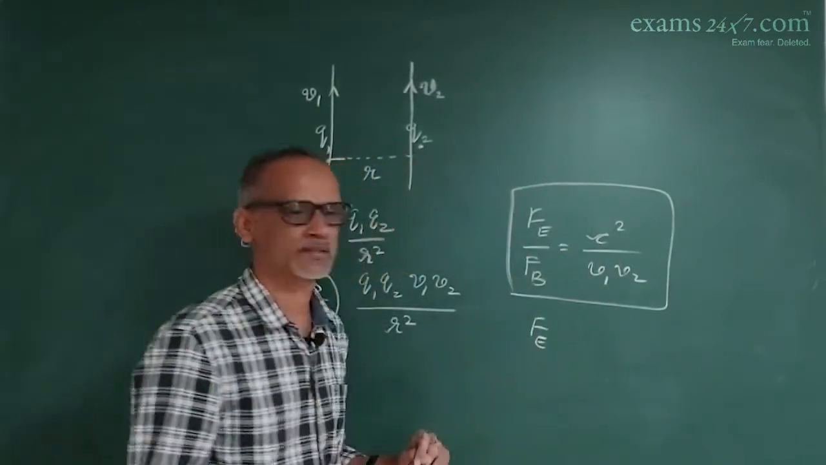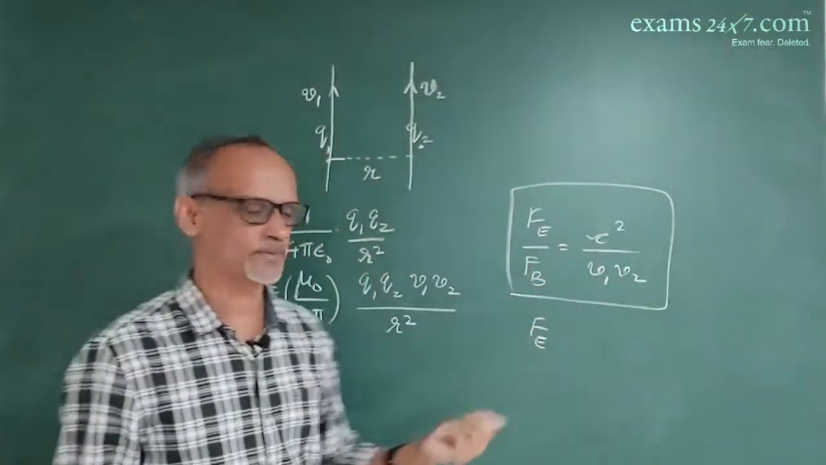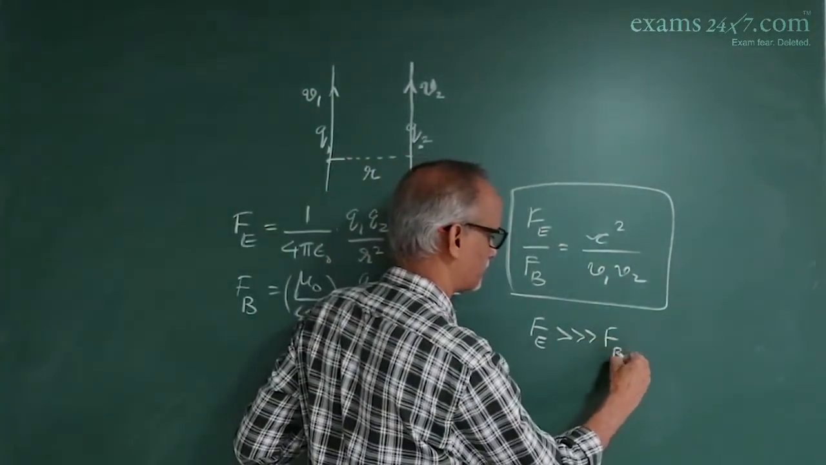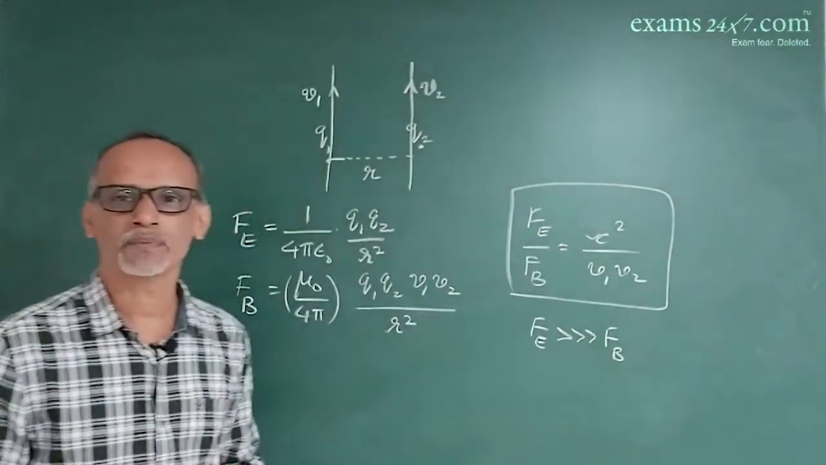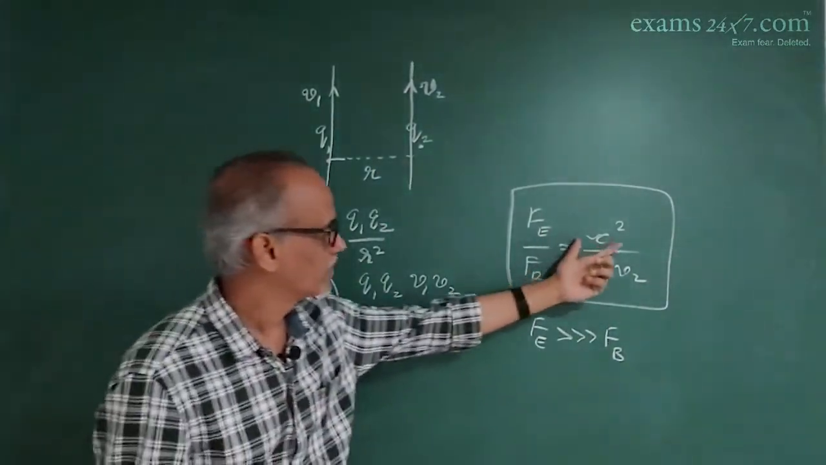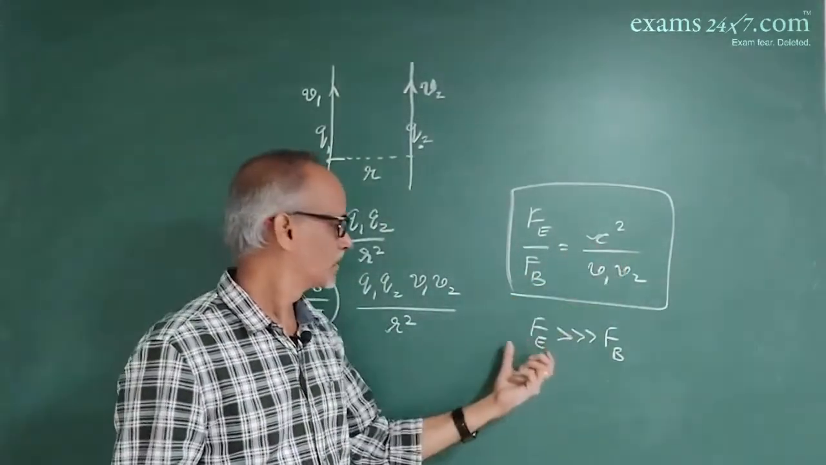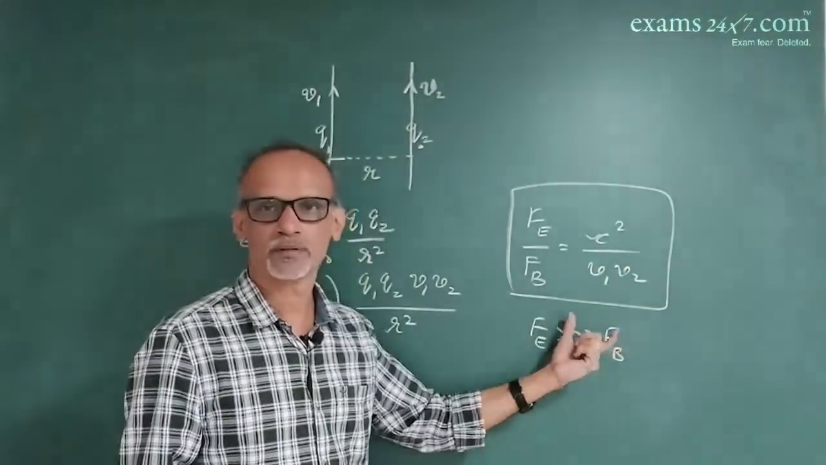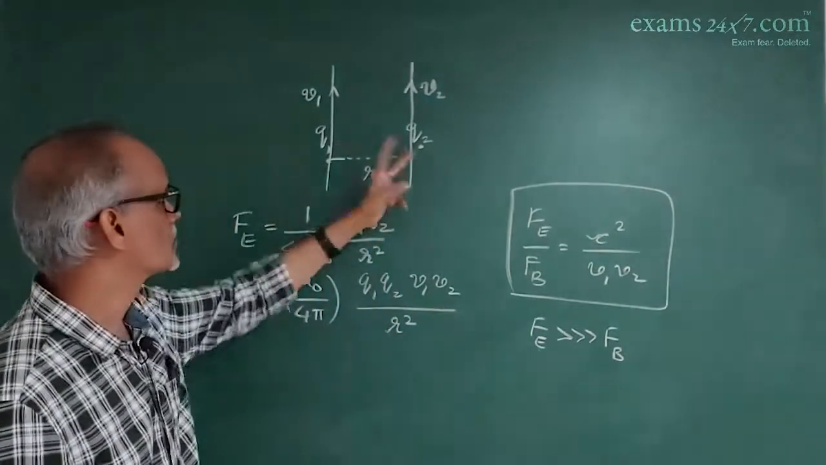In this case, you can see the square of the speed of light is a very large value. So that's why electrostatic force is always much greater than the magnetic force because of this particular product. So electrostatic force is always dominating compared to the magnetic force between these two charged particles.